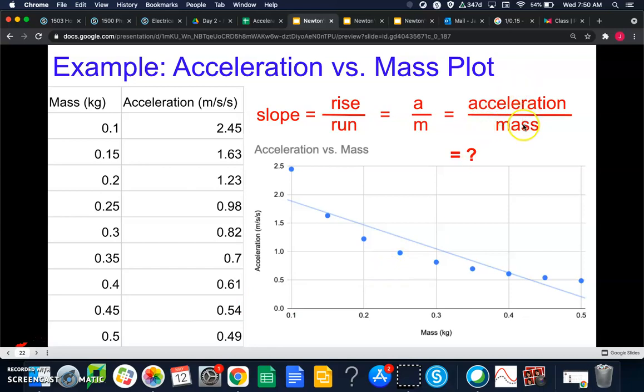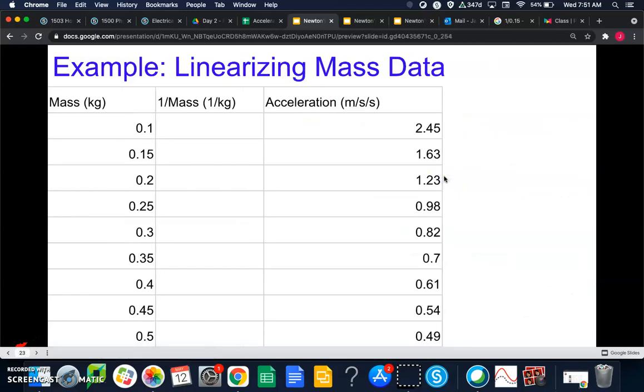So yeah, the acceleration over the mass, we don't really know what that means, and it really doesn't mean anything. It doesn't have any real value for us. So what we're going to actually do is linearize our mass data. And so the way we're going to do that is we're going to take 1 divided by each of our mass data points. So for our first data point here, we're going to do 1 divided by 0.1. That equals 10, so then our mass data point is 10.